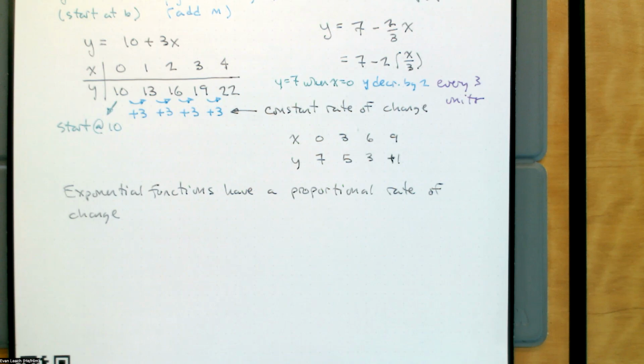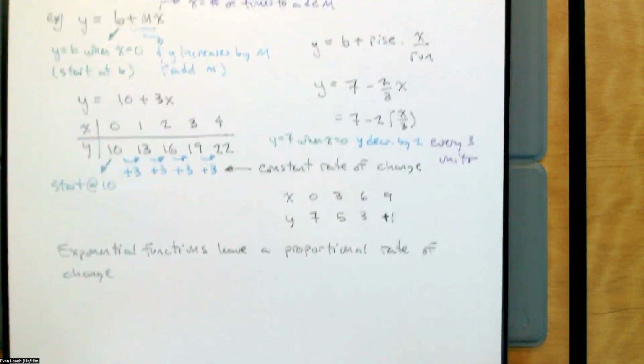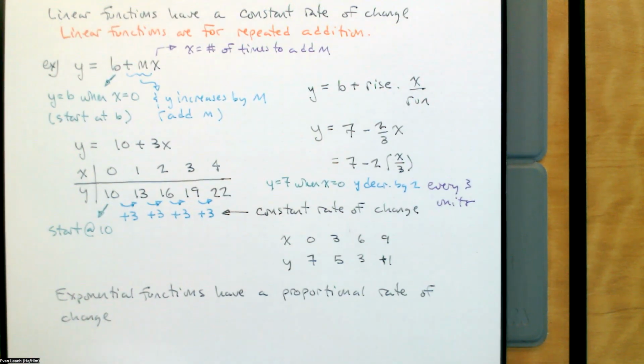A lot of times we use population to represent exponential functions. If we double the size of the population, then its rate of change will be twice as much. If we double the population, we have doubled the rate of change. The operation, like we saw yesterday, is that exponential functions are for repeated multiplication.